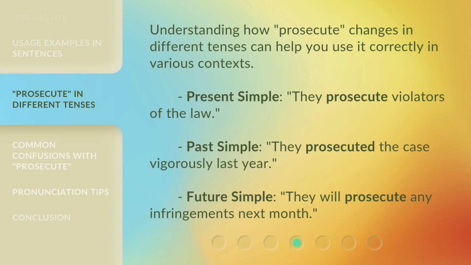Understanding how prosecute changes in different tenses can help you use it correctly in various contexts. Present simple. They prosecute violators of the law. Past simple. They prosecuted the case vigorously last year. Future simple. They will prosecute any infringements next month.